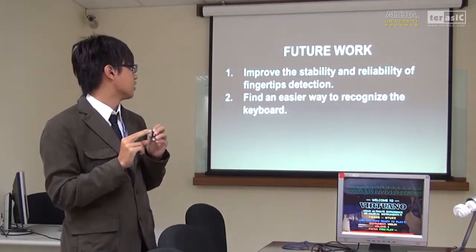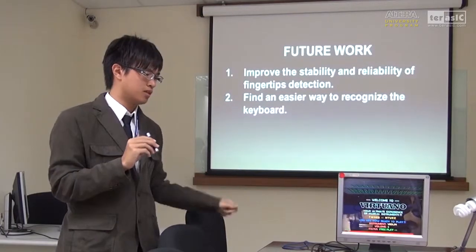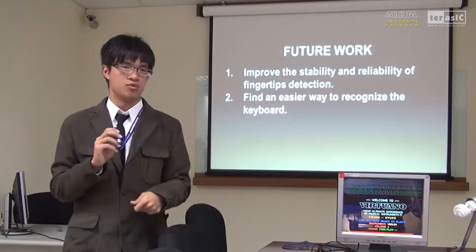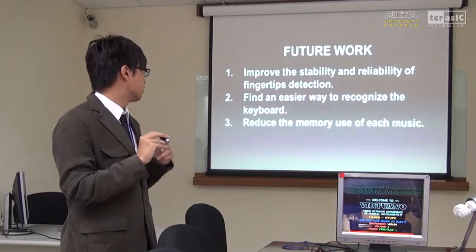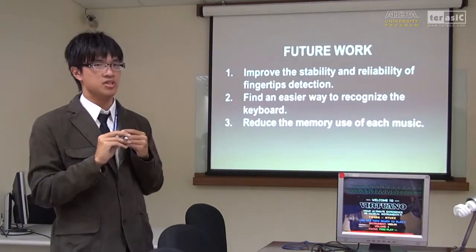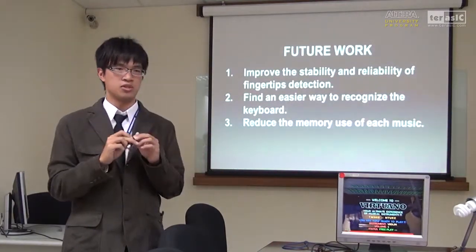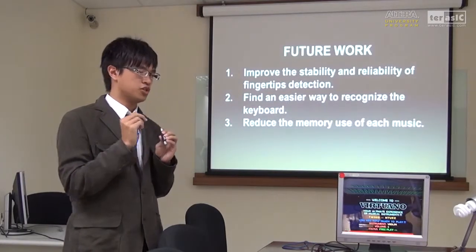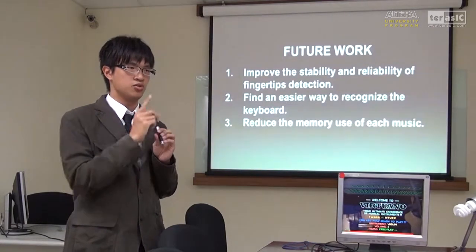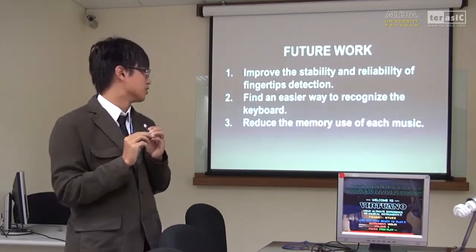The second one is to find an easier way to recognize the keyboard. That means we want to find a method that doesn't use a special keyboard and records a keyboard directly. The third one is to reduce the memory use of each music. Because we now store an octave of music in flash, we want to store only one key note and use some signal processing techniques to generate different pitches. Just use one pitch of key notes to generate all pitches of music.